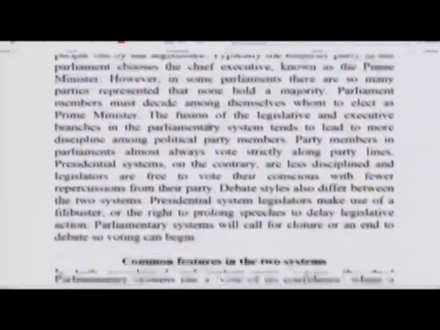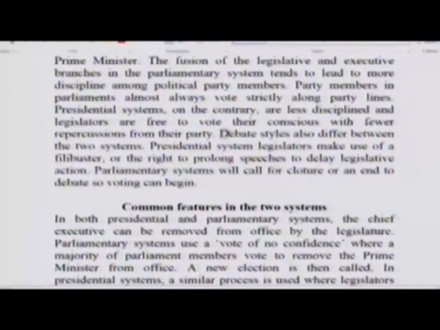Now, the second sub point, debate styles. Debate styles also differ. In the presidential systems, legislators make use of what the writer calls filibuster, the right to prolong speeches to delay legislative action. But in parliamentary systems, it does not happen. There is a call to end the debate and start the voting. So, these are the differences between these two systems.